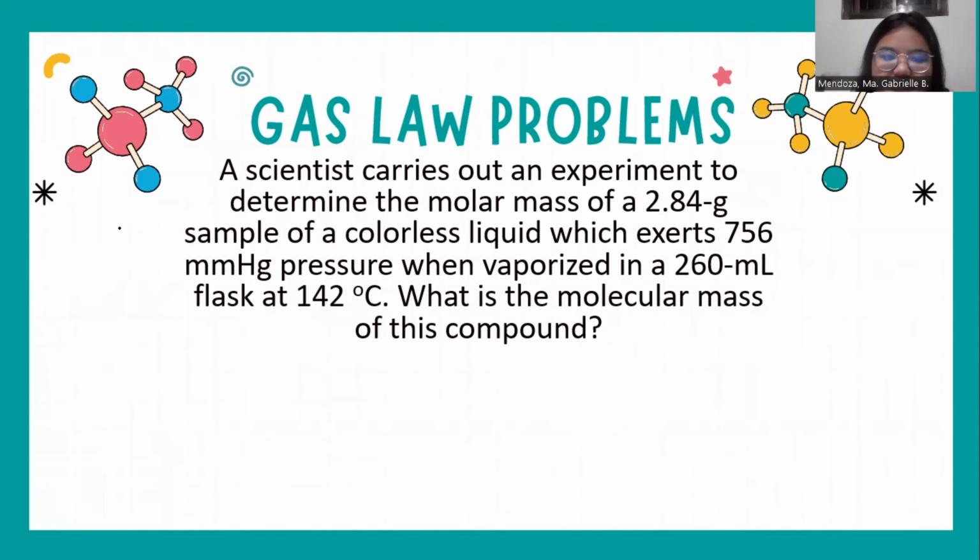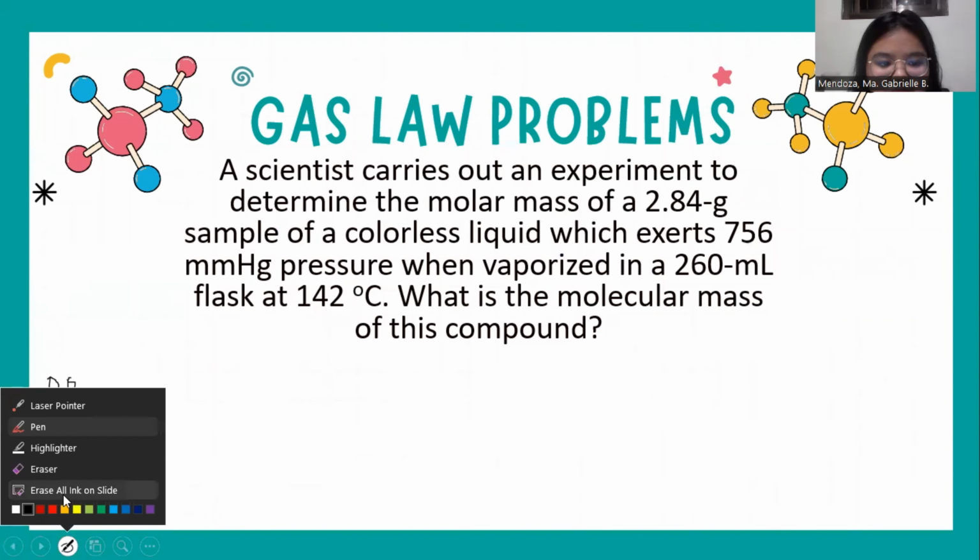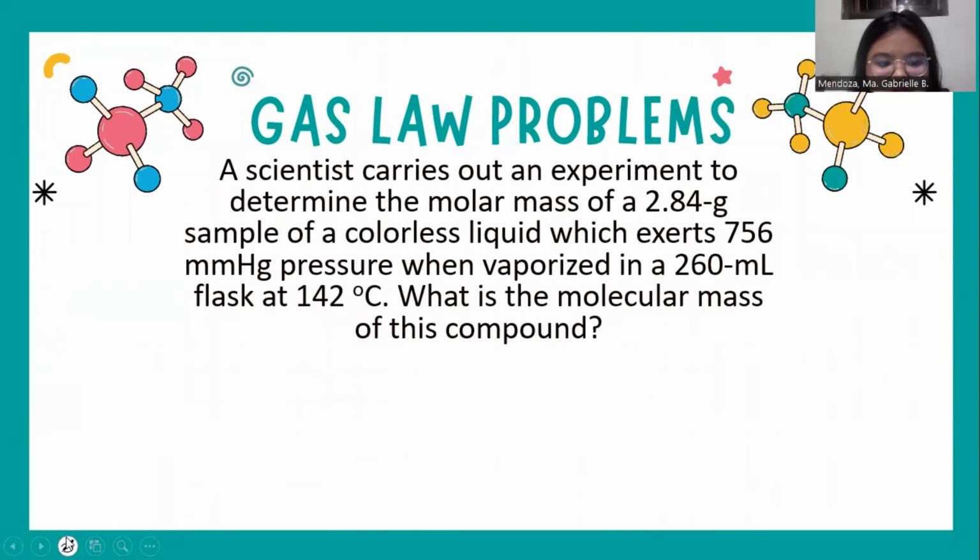So first, identify muna natin kung anong formula yung gagamitin natin. Ang pwede ulit natin gamitin dito is ideal gas law. So, that would be PV equals nRT.